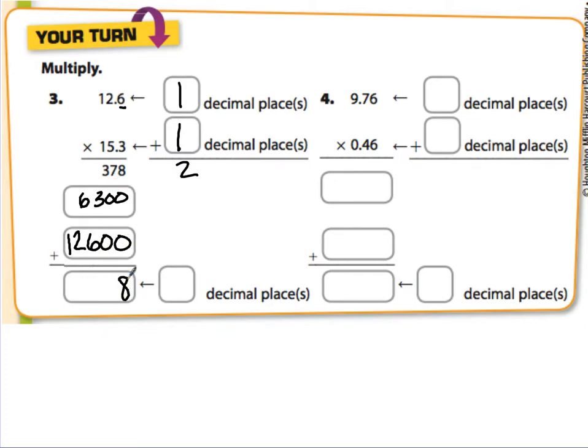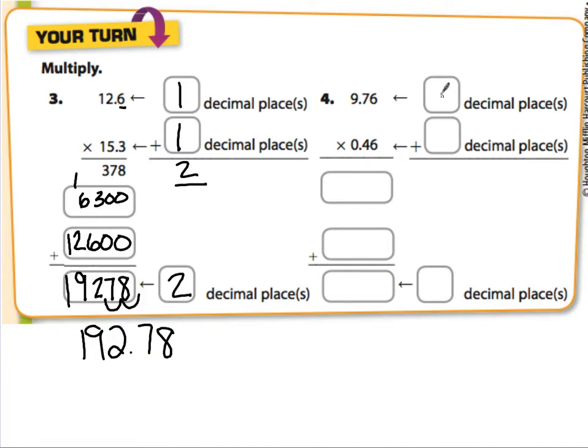When I add, I get 8, 7, 6 plus 3 is 9, plus 3 is 12, carry the 1. 6 plus 2 is 8, plus 1 is 9. 1 plus nothing is 1. This tells me to move my decimal 2 places, and it's to the left, so 1, 2. My answer is 192 and 78 hundredths.